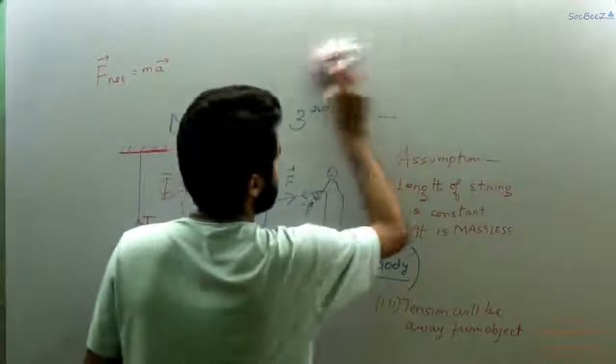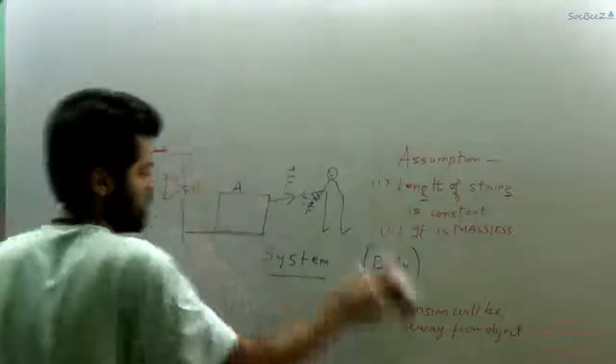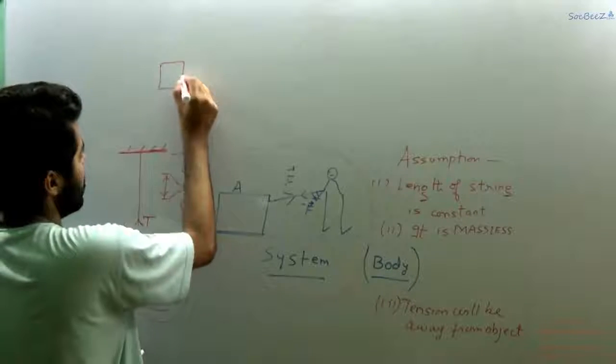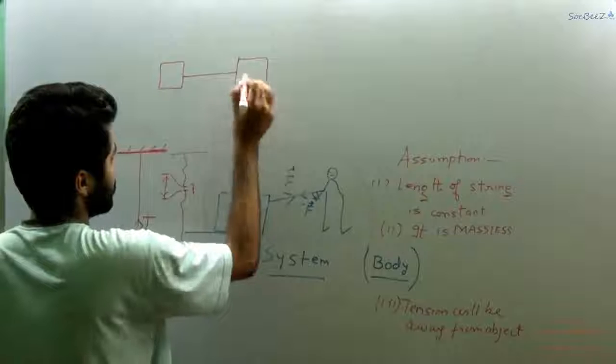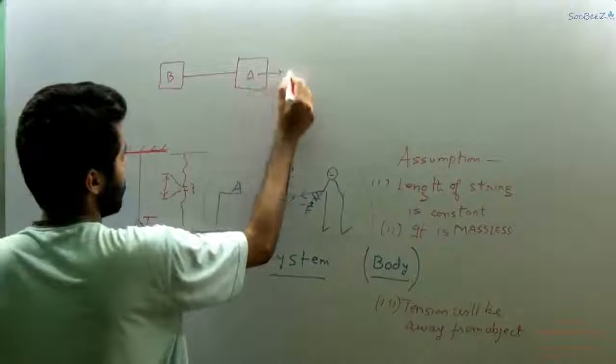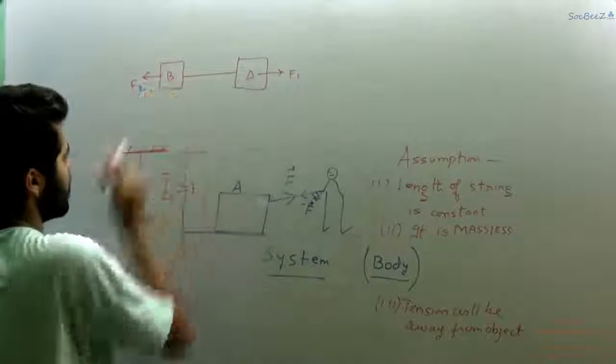If this is clear, I can just rub it here. Suppose this is an object, this is a string, and this is another object, A and B. We are applying a force F1 on this object, and we are applying force F2 on this object.